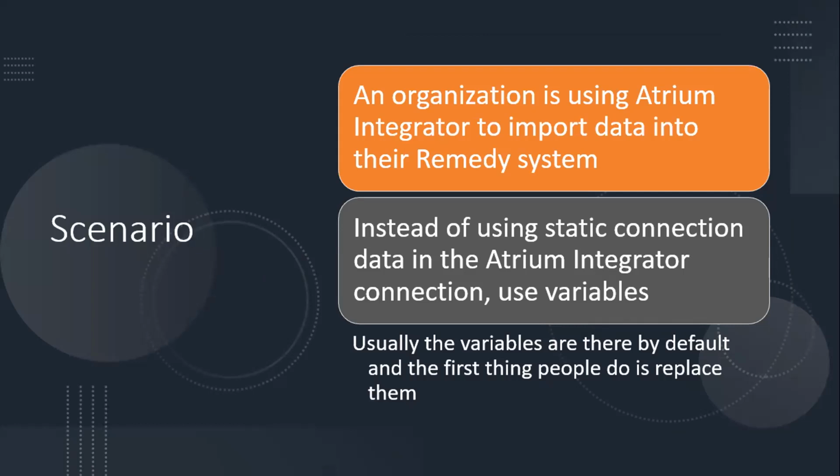So in this scenario, you're using Atrium Integrator to import your data. That could be a CMDB, it could be LDAP, whatever you've built, it could be BMC stuff, your own transformations and jobs. And we hard code our values, our connection information, in the connections. One thing I've noticed is that a lot of times when I go to create a new transformation on a new system, the variables are there. BMC actually put them there for AR server and the port. And the first thing we do, because we want to see data immediately, is wipe them out and put in our server name and the port. So we kind of break things right off the bat.